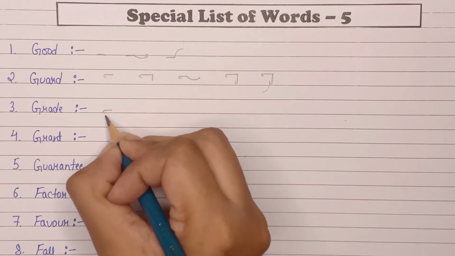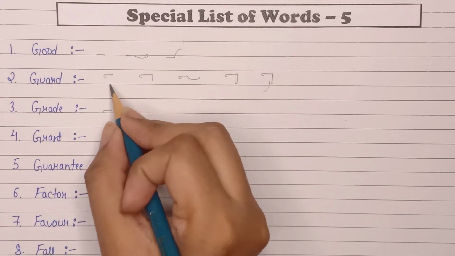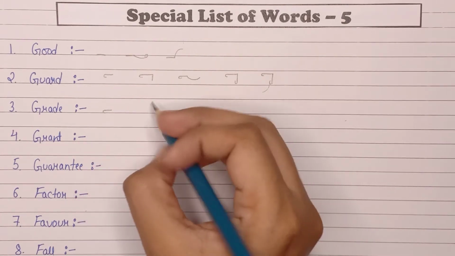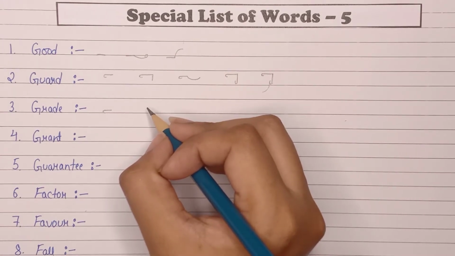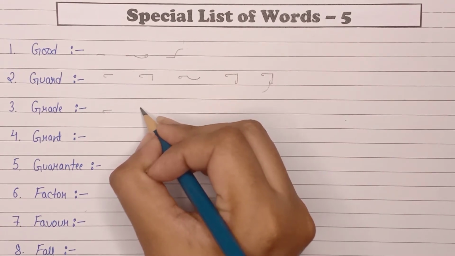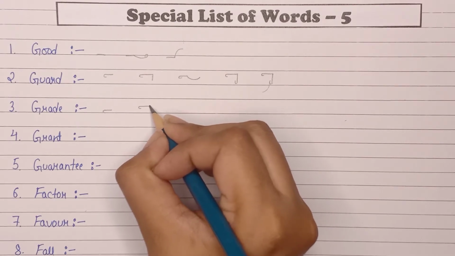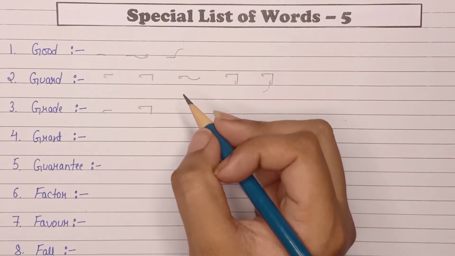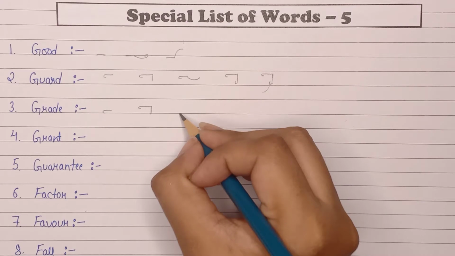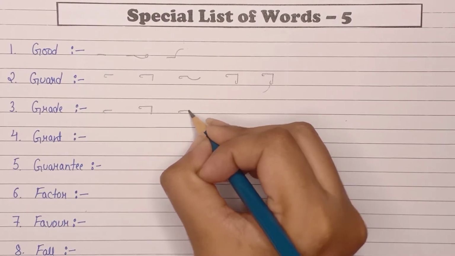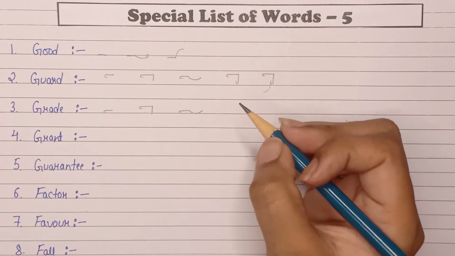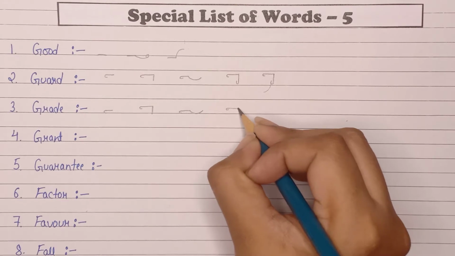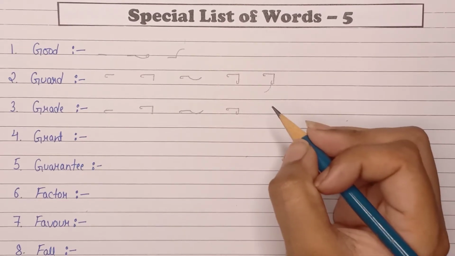Half length of G but on the line. Okay, this is above the line and this is on the line. Next is graded. So outline will be GR in full length and half length of D, graded. Next, GR and ing, grading. Next, GR D and gradient.